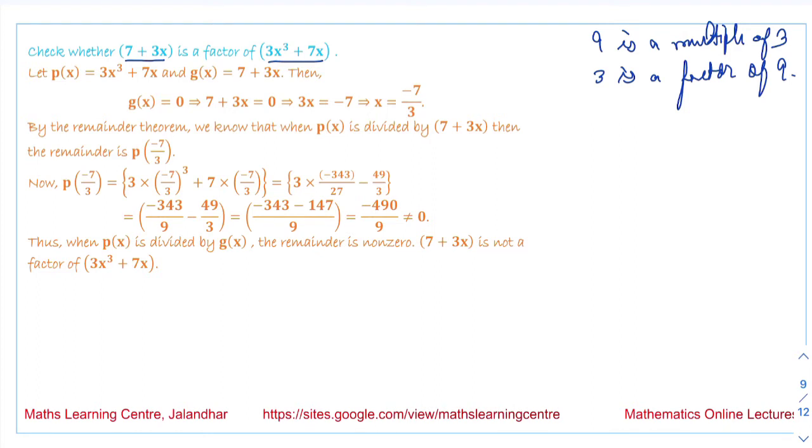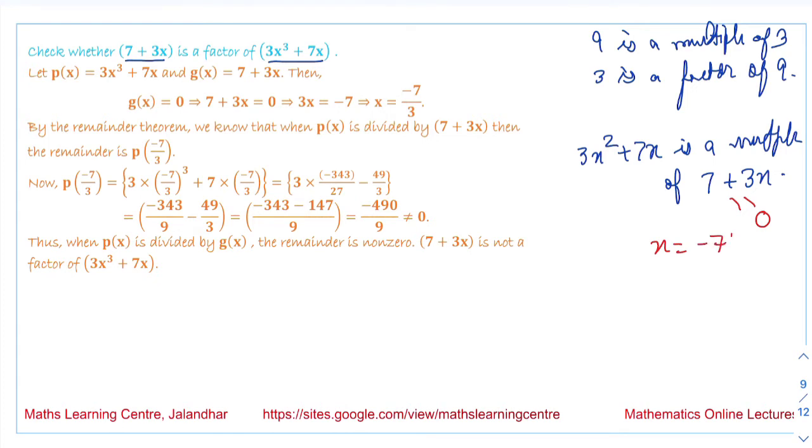So to do this, basically what we are saying is that 3x cube plus 7x is a multiple of 7 plus 3x. To solve this, we will equate this equal to 0. So we will get x is equal to minus 7 by 3. We will put x is equal to minus 7 by 3 in this equation.